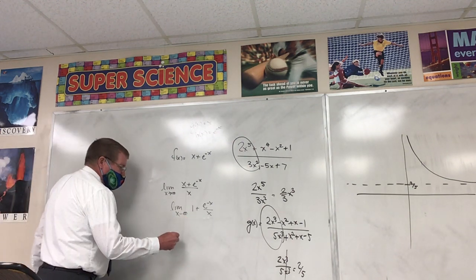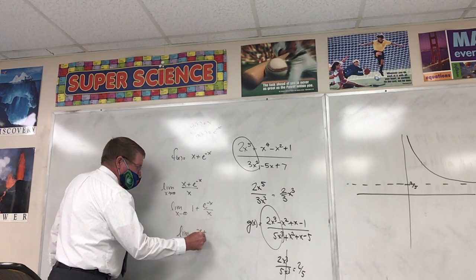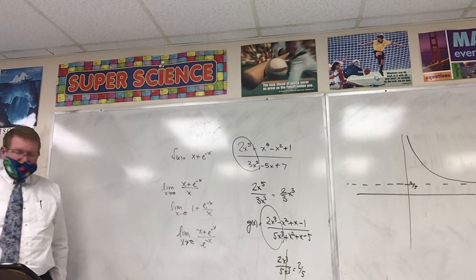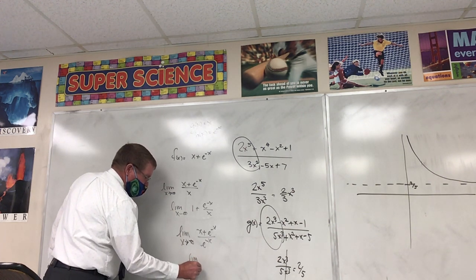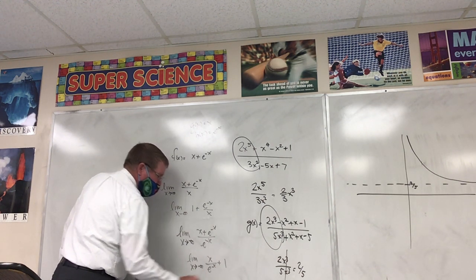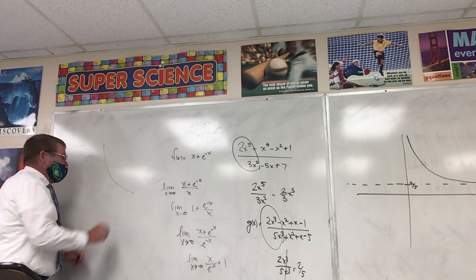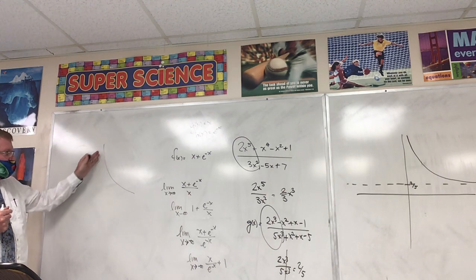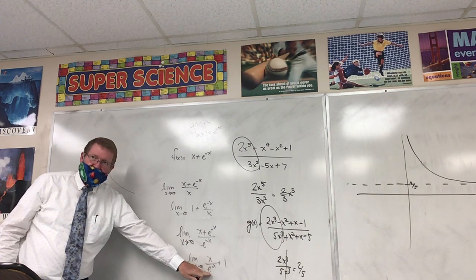If I do it the other way around, the limit as x approaches negative infinity of x plus e to the negative x over e to the negative x, that's going to be the limit as x approaches negative infinity of x over e to the negative x plus 1. Well, what is e to the negative x? It looks like this. And as I get bigger and bigger, what's happening to my number? It's getting bigger. So what's happening to my denominator?